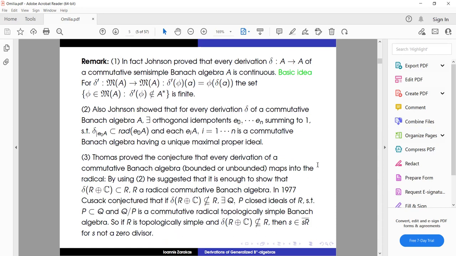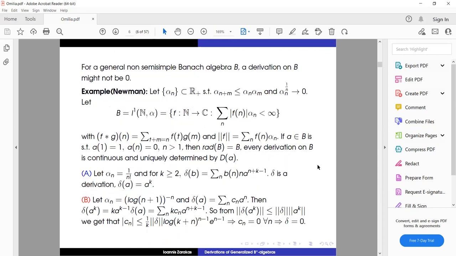Now, just keeping the details here. Of course, if we are in a semi-simple Banach algebra, from the previous result we know that our derivation would map into the radical, hence being zero. Outside the semi-simple Banach algebra setting, of course, one can find derivations which are not zero. And an easy example, which I just stated, is in the bibliography, it is well known.